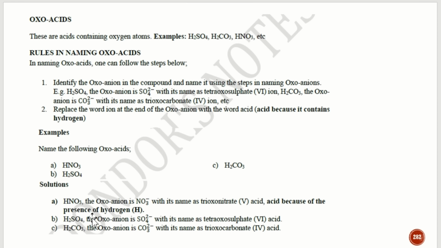The same thing applies to B. The number of oxygen atoms is 4, so we'll call it tetraoxo. The next element is S, which is sulfur. We'll replace some of the letters with ATE. It becomes sulfate. We calculate the oxidation state. We have 6, so this is called tetraoxosulfate 6. And we'll remove the word ion and add the word acid.